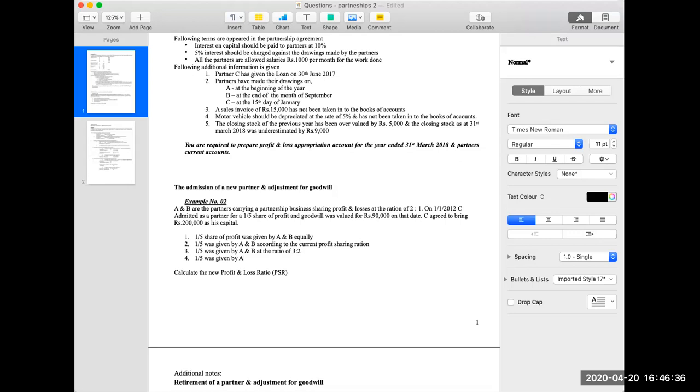4/5 is remaining. So we will calculate now how much will be borne, what is the profit sharing ratio of A and B. A's profit share will be 2/3 out of 4/5. B's profit sharing ratio will be 1/3 out of 4/5. C is anyway getting 1/5. That is his profit share. So when you deduct these figures, you will get 8:4:3 as the new profit sharing ratio.